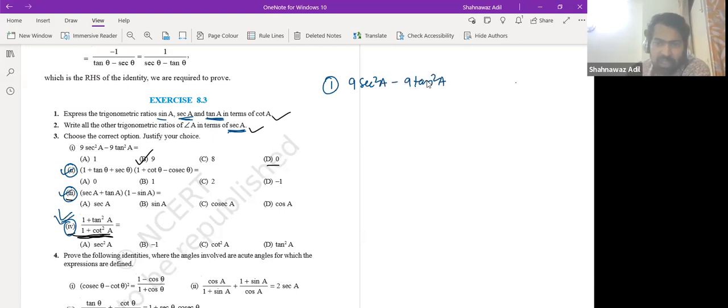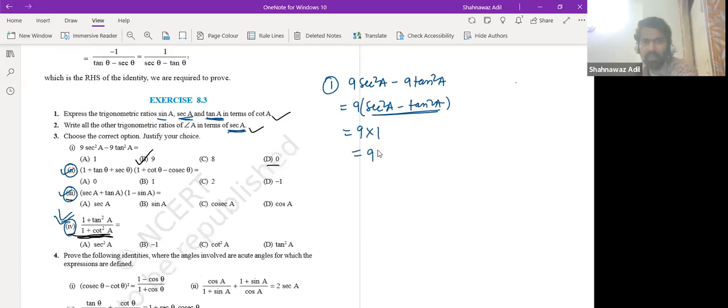So what is common in here? These two terms, what is common? 9. And what is this thing? Sec square minus tan square. Yeah, this is the identity. This is 1, right? So this would be 9. Okay, so I will stop it here. Please note it down and please try the second, third, and fourth questions.